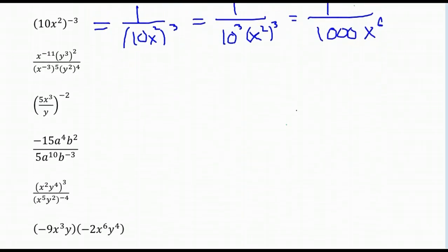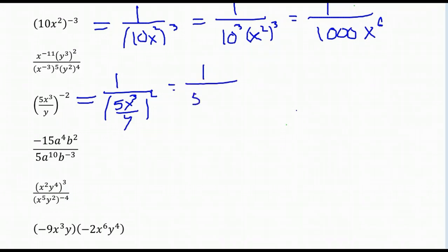Okay, moving down a couple. Again, let's work with one with negative exponents. That negative second exponent there is going to tell us to do 1 over that expression, 5x cubed over y, to the positive second power, and then distribute that exponent 2 to each factor in top and bottom of the fraction in the denominator. So we're going to square the 5, the x cubed, and the y.